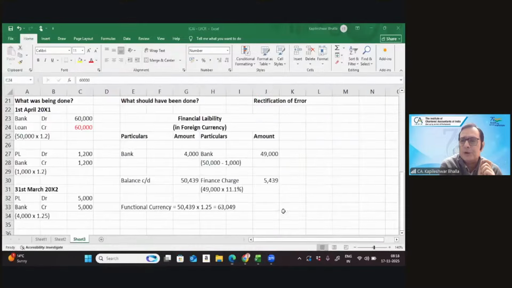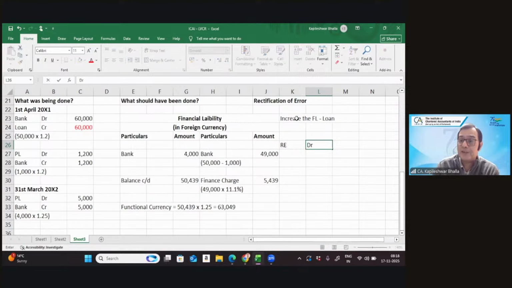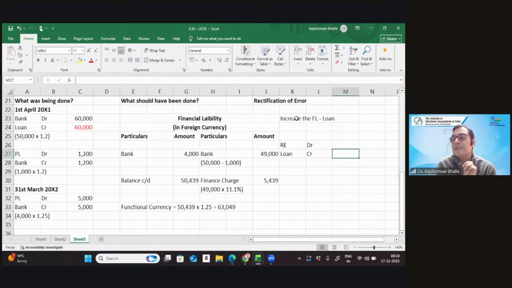So in the rectification, what we can do, we need to increase the financial liability, that is the loan. So can I say what will be the entry for this case? Increasing the loan would mean that RE should get a debit and the loan should get a credit. And you can simply update this at the figure, which is 3,049. So whatever is the difference in the loan value, that is 3,049, we'll put the entry, RE gets a debit and the loan gets a credit.